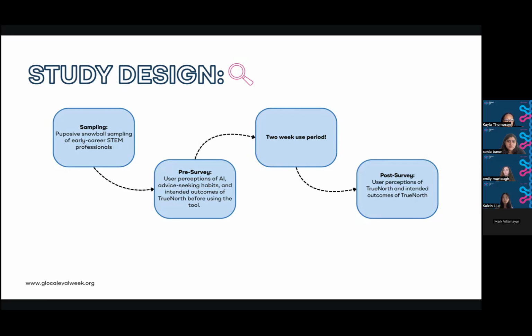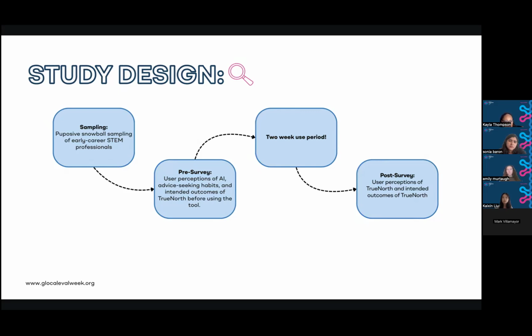So first, in terms of the sampling method, we used purposive snowball sampling primarily through our personal networks to recruit early career STEM professionals, which includes undergraduate and graduate students majoring in STEM-related fields. It also includes professionals with less than 5 years of experience in STEM roles. Participants were offered no incentive to participate beyond having access to the tool as a resource.